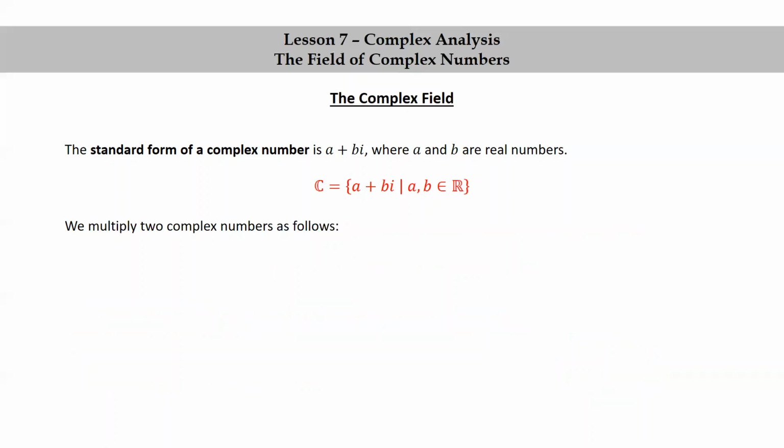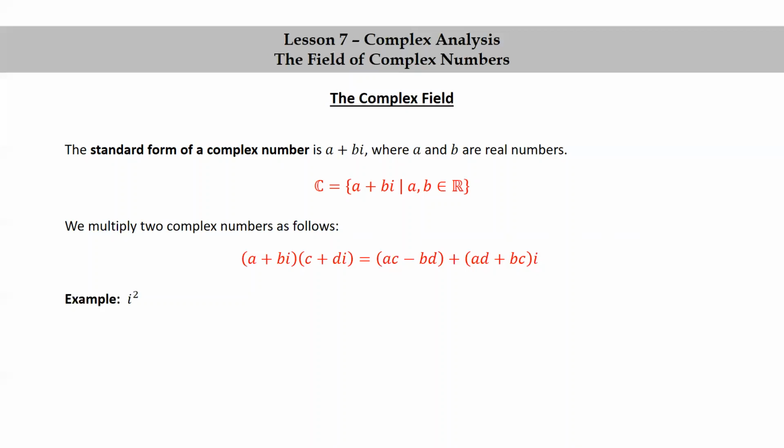We multiply two complex numbers as follows. (a plus bi) times (c plus di) is (ac minus bd) plus (ad plus bc) times i. So the definition of multiplication is quite a bit more complicated than the definition of addition. But in just a little bit, we'll show you a way you can multiply complex numbers without having to memorize this formula. Let's look at an example.